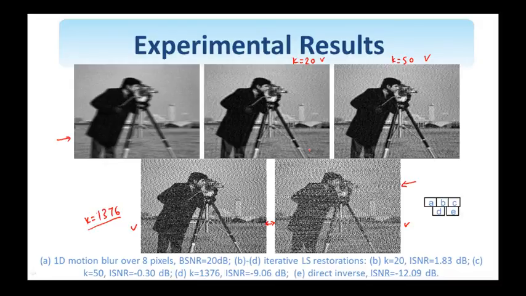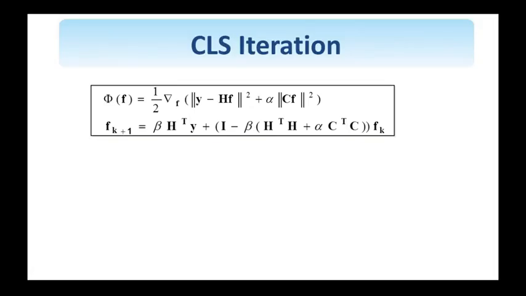The ISNRs are shown here, and some of them are negative. Even at 50 iterations it is negative 0.3, which means the denominator in that expression is larger than the numerator, and it's considerably large for the last two restorations. Although in this particular case, based on ISNR, minus 9 dB is a better quality image than minus 12 dB. We show the iterative implementation of the constrained least squares filter here for completeness.